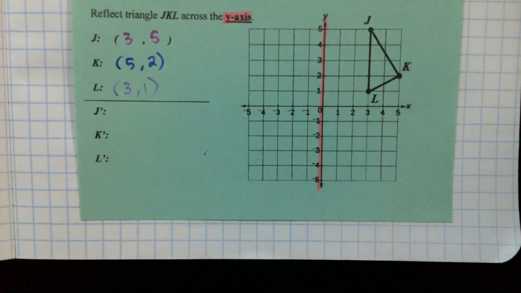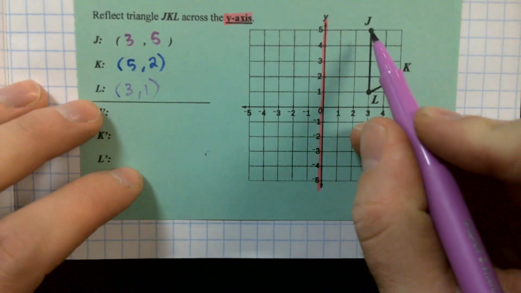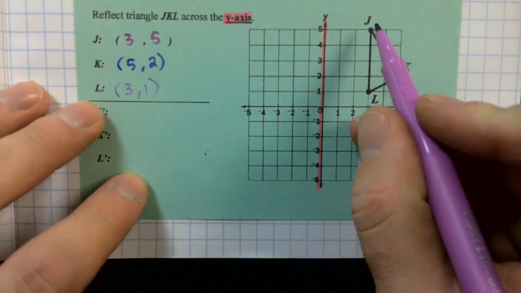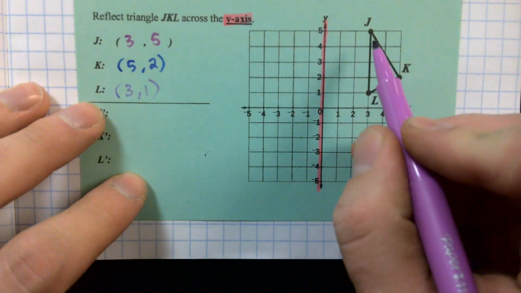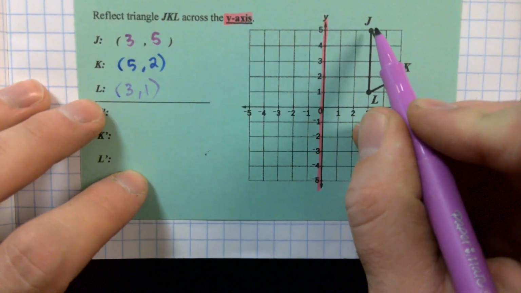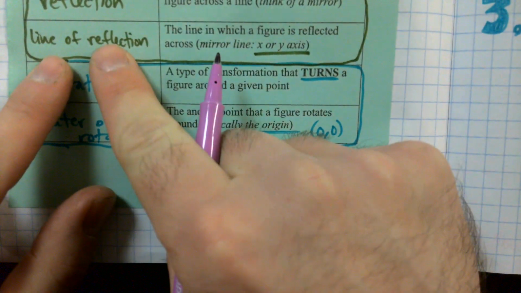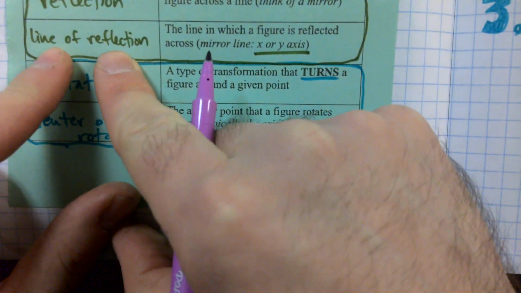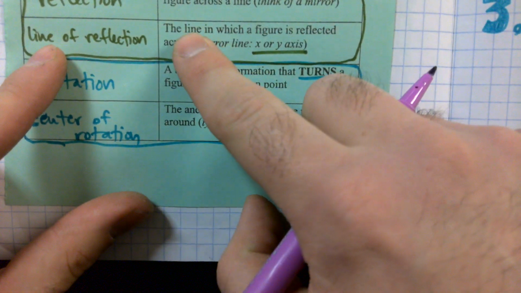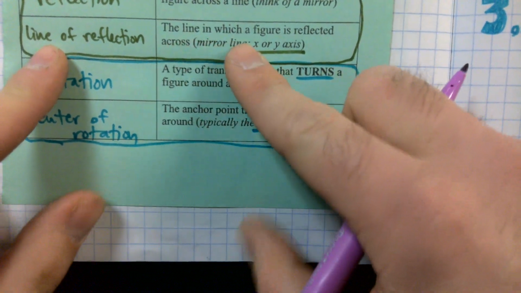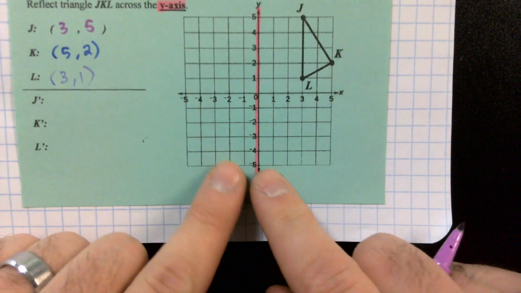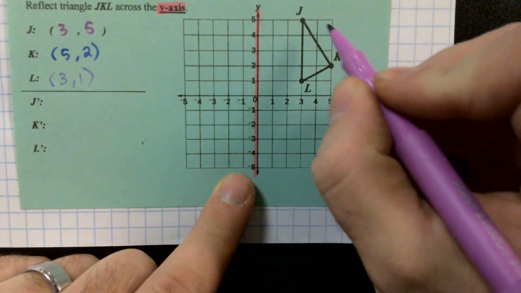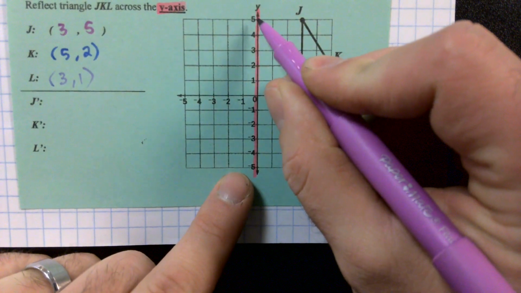Now I'm going to count point by point. I'm going to start with point J. What direction am I going to be counting here? To the left. What I'm doing is I'm counting how far away each point is from my line of reflection. Everybody say line of reflection. It's the line in which a figure is reflected across. I typically just call it the mirror line because that's easier to digest in our heads. So here my mirror line is the y-axis. So I'm counting how far J is from that mirror line.